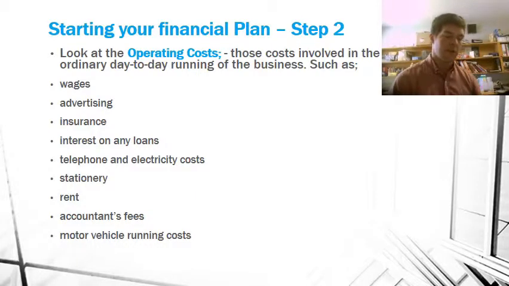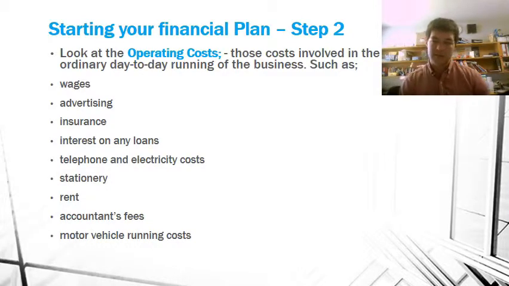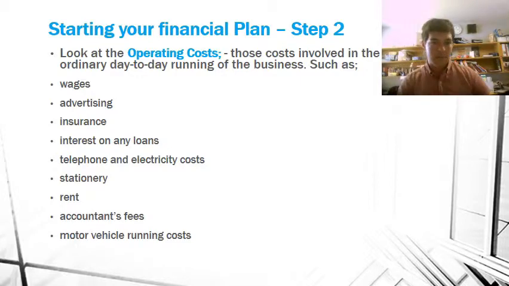Okay, so continuing on with your financial plan, the second step is to look at the operating costs. These are costs involved in the ordinary day-to-day running of the business. So items such as wages paid to employees or even to yourself, advertising costs, the insurance on the premises or any motor vehicles, interest you pay on any loans or any debt you have, your telephone and electricity costs. So you might be sitting in your office on the phone 24 hours a day with all the electricity on. It's going to cost you when it comes to bill time.